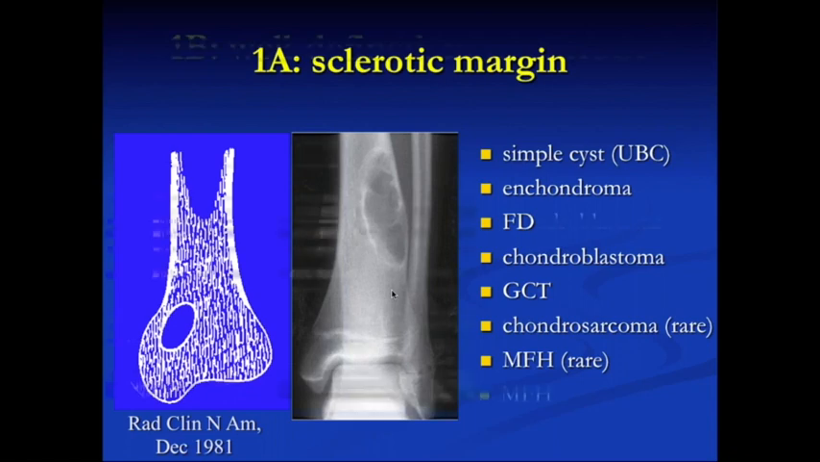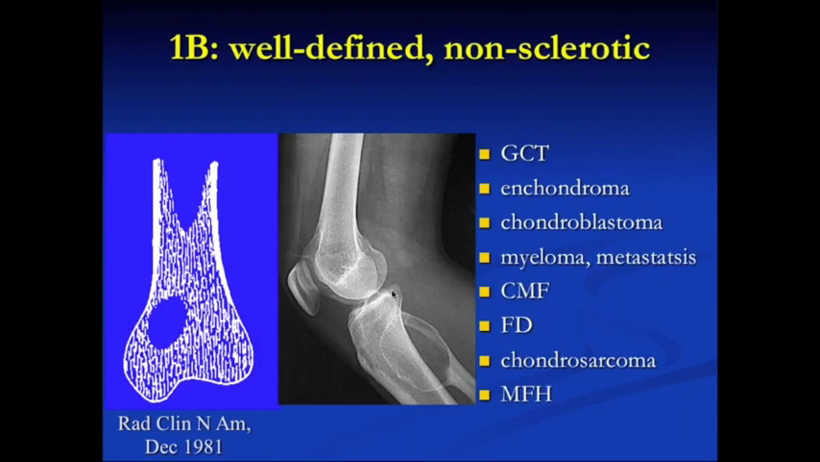So the next geographical type would be 1B, in which there is no sclerosis, but the margins are very well defined. See the differential diagnosis, almost similar, but names going up and down. You can see in the X-ray an example of an upper fibular tumor, which has a very well defined non-sclerotic margin.